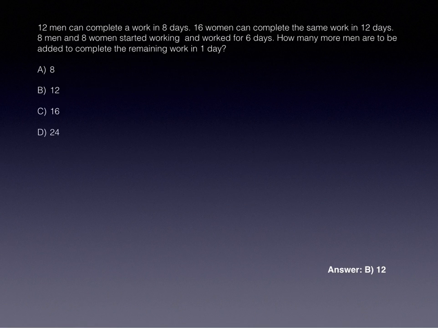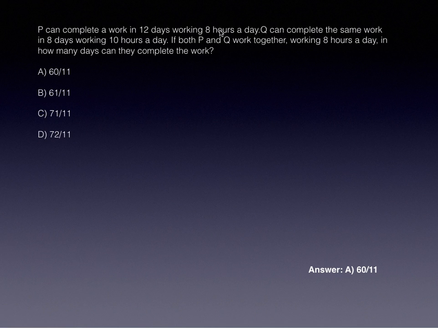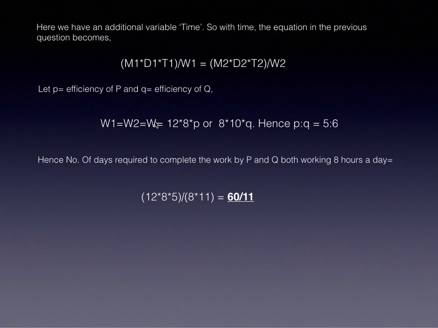Actually, from the previous equation, we have another additional variable, that is time. That is, it is given that one works 8 hours a day and the other works 10 hours a day. Therefore, the equation becomes m1 into d1 into t1 by w1 is equal to m2 into d2 into t2 by w2. And let small p be the efficiency of P, and small q be the efficiency of Q.